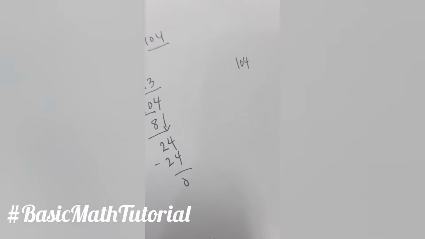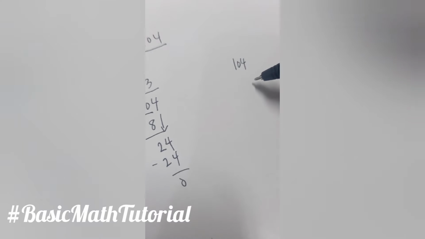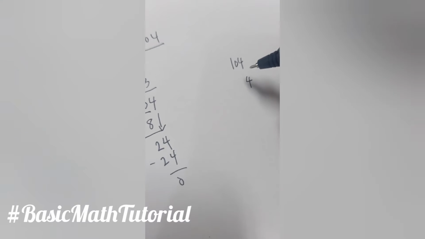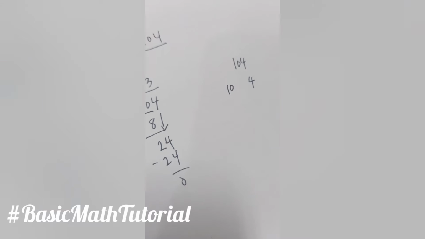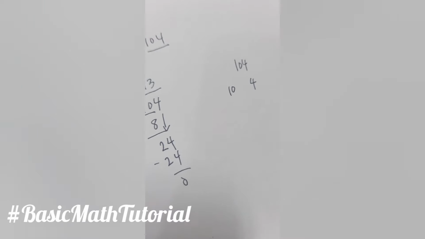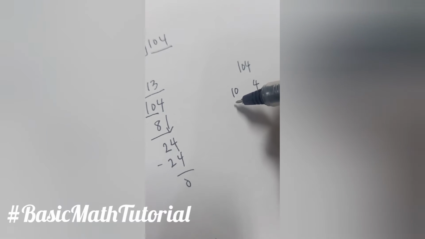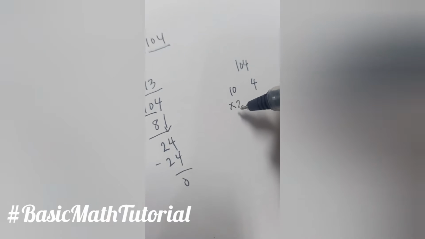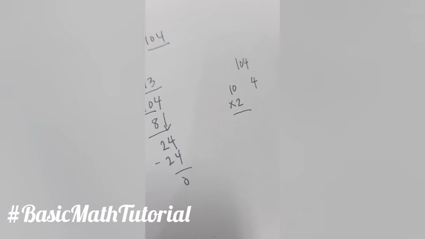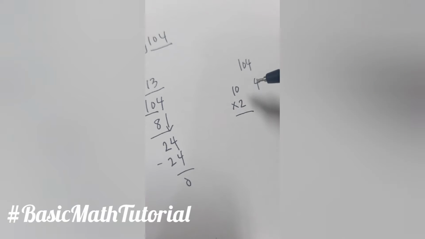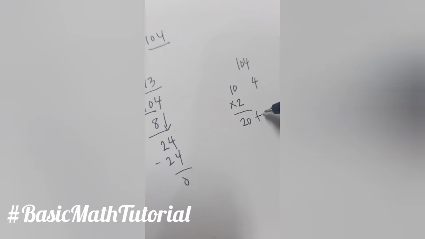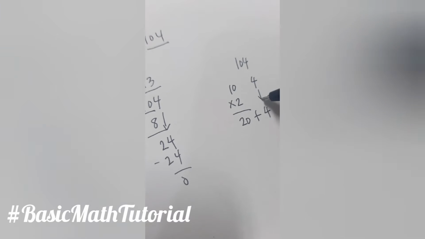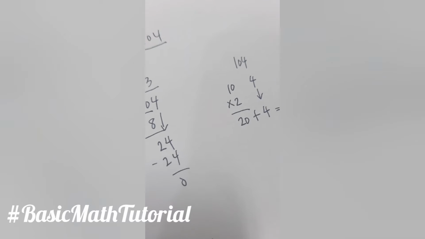So the first step to do is to separate the ones digit from the remaining digits. So we have to separate 4 from 1 and 0, that is 10. The next step is to double the separated number, the tens and hundreds digits. So we double that number, 10 times 2, that is equal to 20. Then we add our ones digit, so that is equal to 24.